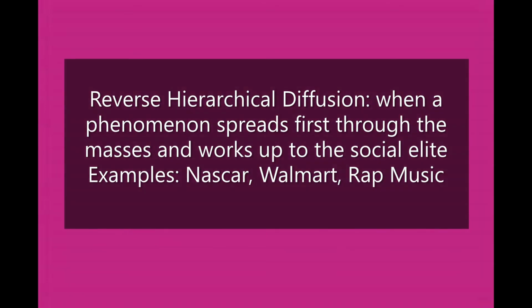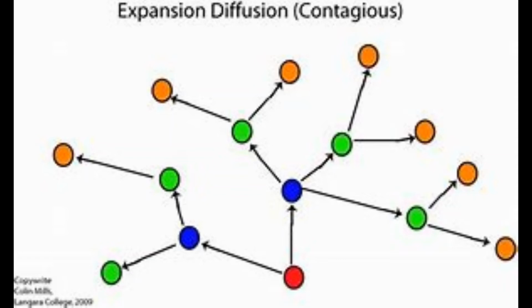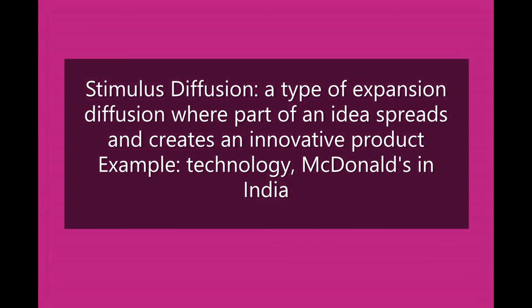Reverse hierarchical diffusion, when a phenomenon spreads first through the masses and then works up to the social elite. Examples: NASCAR, Walmart, and rap music. Contagious diffusion, a type of expansion diffusion usually associated with diseases. Example: bubonic plague. Stimulus diffusion, a type of expansion diffusion where part of an idea spreads and creates an innovative product. Example: technology and McDonald's in India.